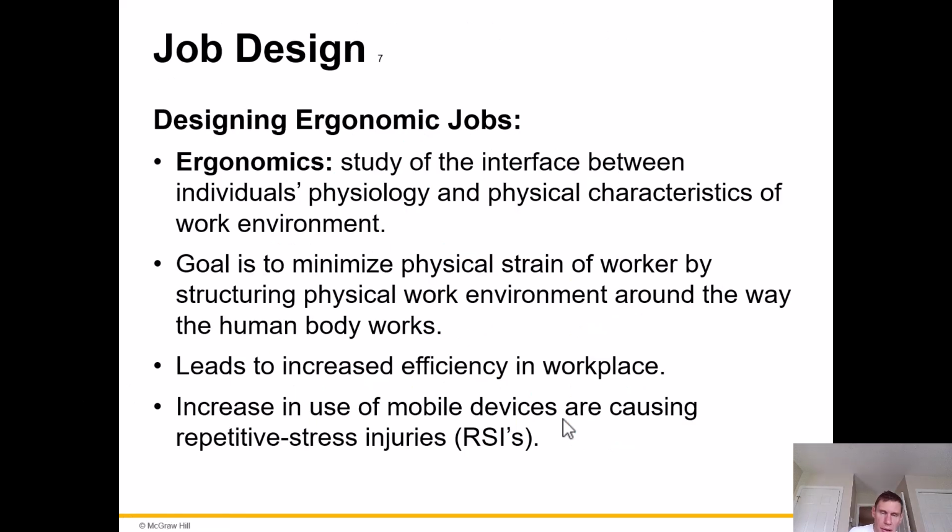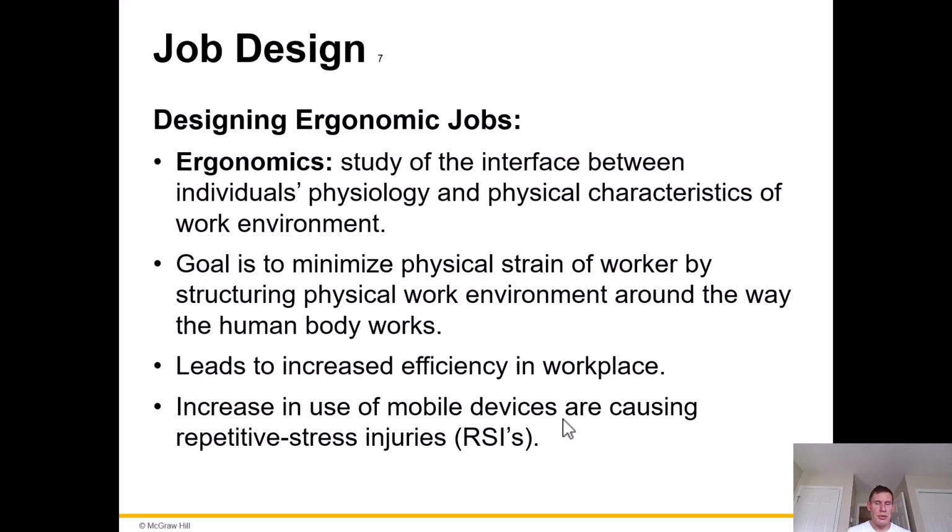And then I want to talk a little bit about ergonomics. So, designing ergonomic jobs. Firstly, let's define ergonomics. Ergonomics is the study of the interface between individuals' physiology, so think about your body and your health, and the physical characteristics of work environments. So the goal is to minimize physical strain of the worker by structuring the physical work environment around the way the human body works. This can lead to increased efficiency in the workplace.